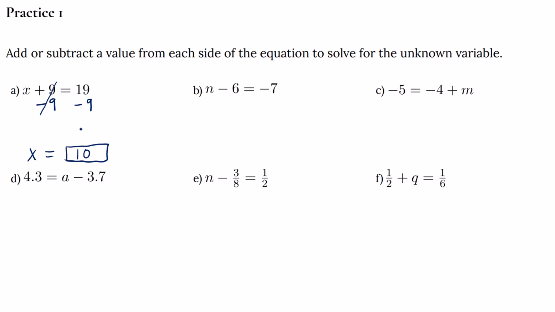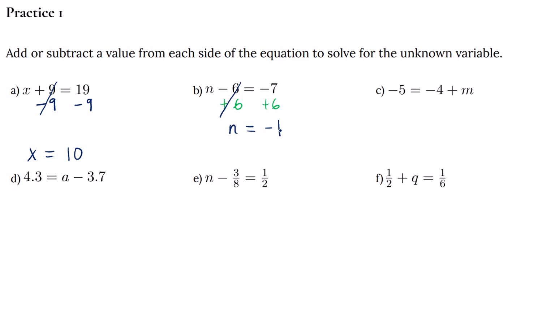For B, we want to get n by itself. To get rid of that minus 6 from the left side, we're going to add 6. Take away and addition are opposite operations, so they cancel each other out. Negative 6 plus 6 is 0. Whatever we do to the left side, we also have to remember to do to the right side. So we're going to add 6 here, and then when we rewrite this, negative 6 plus 6 is cancelled out because it becomes 0. All we have left on the left side is the n. n equals negative 7 plus 6, which is negative 1.